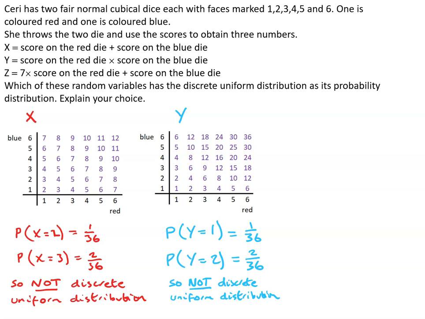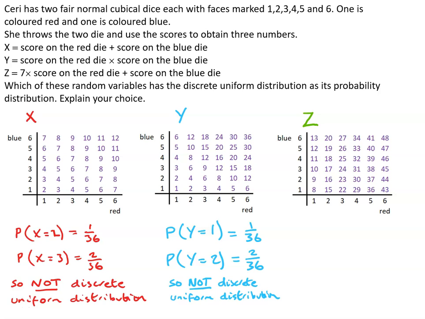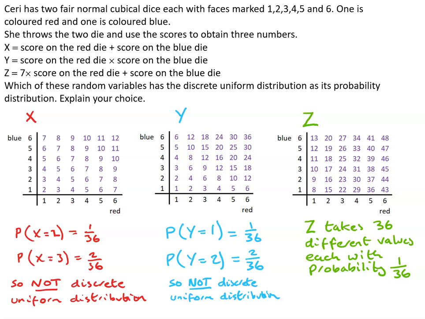If we look at the outcomes for Z, we get that. And the critical thing here is you will see that we've got lots of different possibilities: 8, 9, 10, 11, 12, 13, 15, 16, 17, 18, 19, 20, 22, 23, 24, 25, 26, 27, etc. But there are no repetitions there. So Z takes 36 different values, each with probability 1/36. So that means that Z has the discrete uniform distribution.